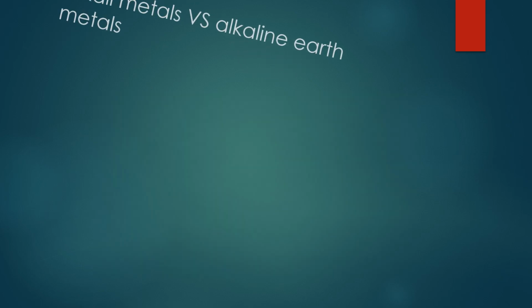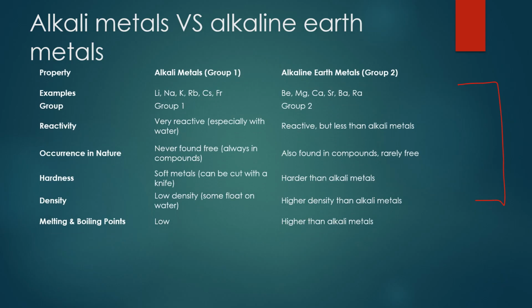The alkaline earth metals and the alkaline metals are located in the S block in groups 1 and 2. Alkaline metals are in group 1, while the alkaline earth metals are in group 2. We can see the information here in the table. We can see that alkaline metals are really reactive, while the alkaline earth metals are also reactive, but less than the alkaline metals. There is also other information, like the boiling points. While the alkaline metals' are low, the alkaline earth metals' are a bit higher.